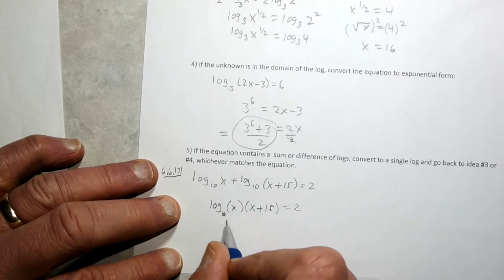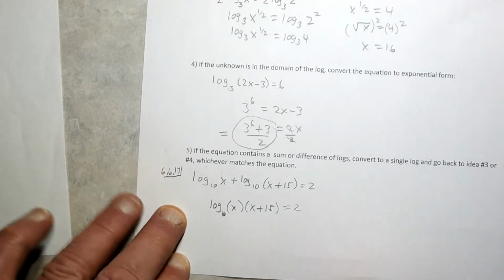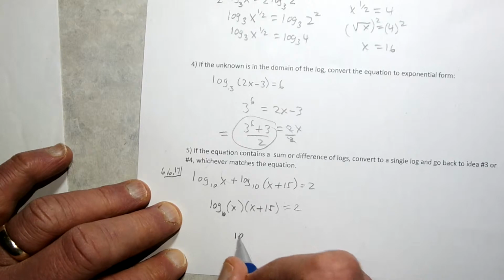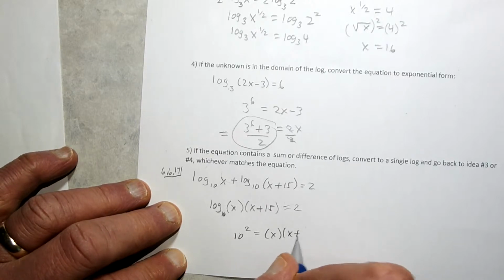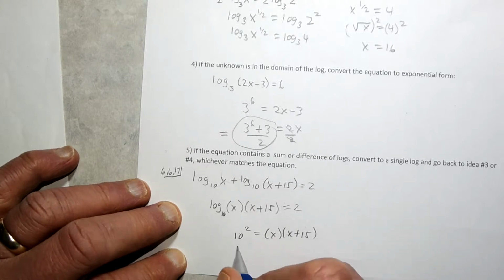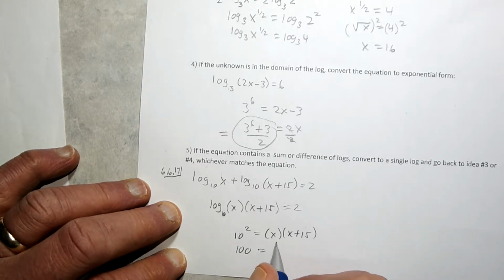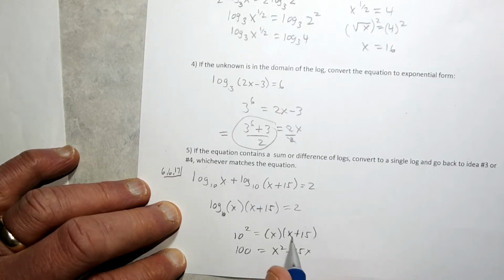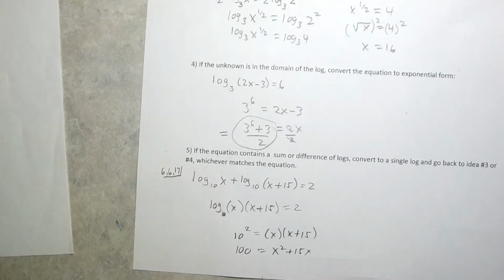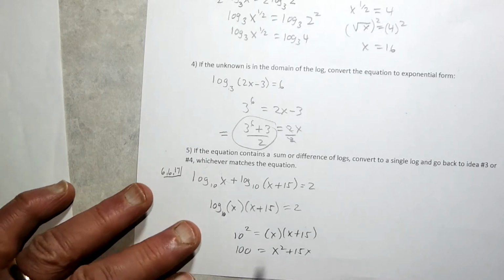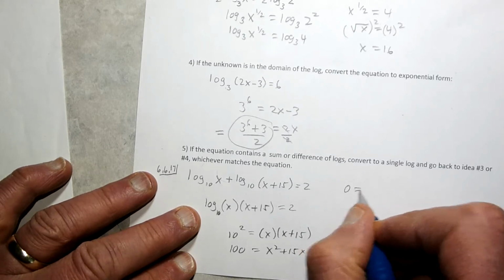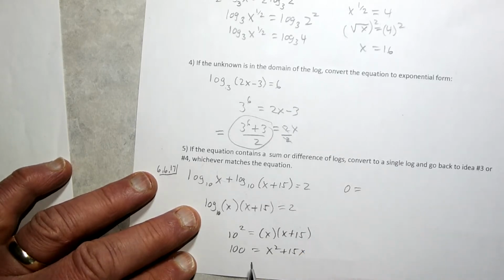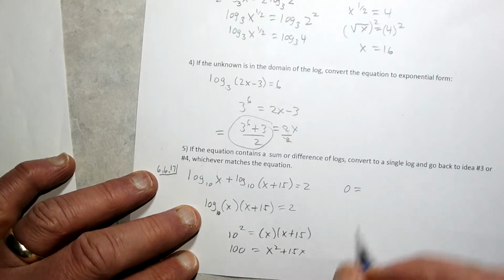And I'm going to say, well, because the answer to a log is an exponent, 10 to the second power is equal to x times x plus 15. And this is 100. And I'm going to distribute here and get x squared plus 15x. And maybe something we weren't expecting has occurred here because we ended up with a quadratic. So whenever I solve a quadratic, usually I set it equal to 0 and try factoring or the quadratic formula.